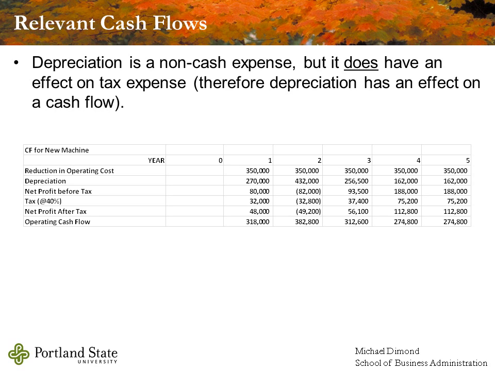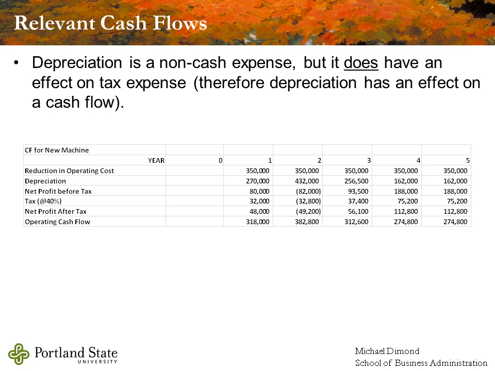If we take the improvement to our EBIT, in other words, the reduction in our operating costs, and we subtract depreciation from it, we're going to have what our net profit before tax would be for this project. So $350,000 in the first year minus the $270,000 depreciation for that first year leaves us with a profit of $80,000, and it's going to be taxed at the 40% rate. So net profit after tax for that first year is $48,000. And if we add back our depreciation, we're going to come up with our operating cash flow. So net profit after taxes of $48,000 plus the $270,000 depreciation gives us $318,000.